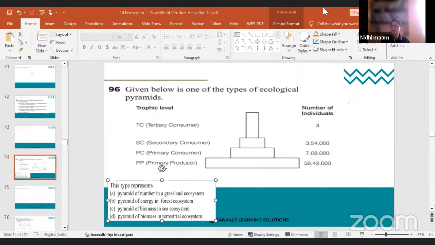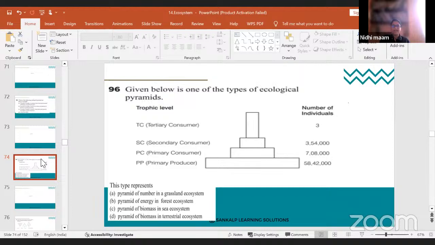Swati MS, Sushmita, Biru, Mahesh, and Ganesh are active on YouTube. Aishu, Pavitra, Ranjita, Ramya. Most of them are voting for option A. Few of them voted for option B. Let us check the answer. The right answer is option A, pyramid of number in a grassland ecosystem. Sudeep and Mahesh also answered it. So option A is the right answer.